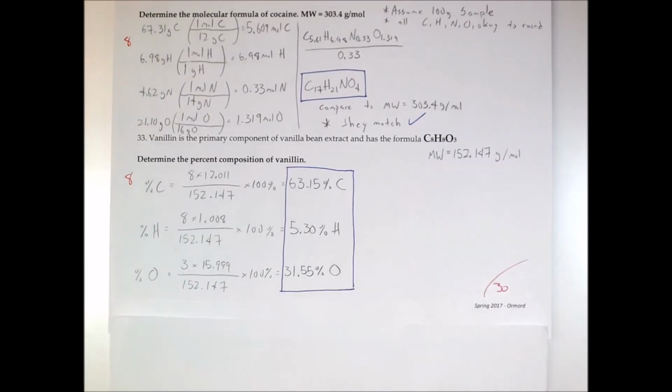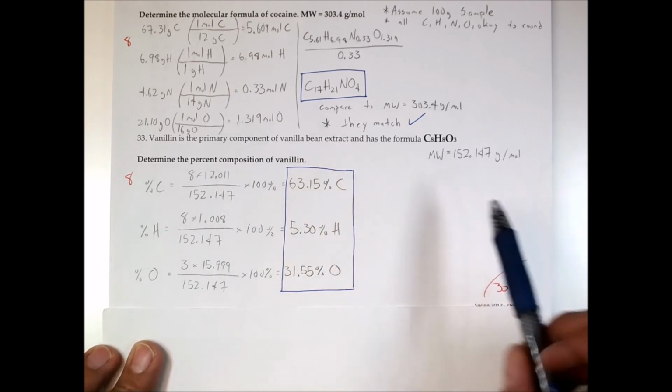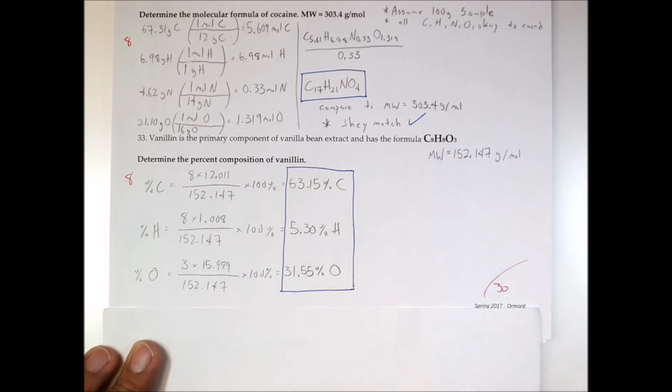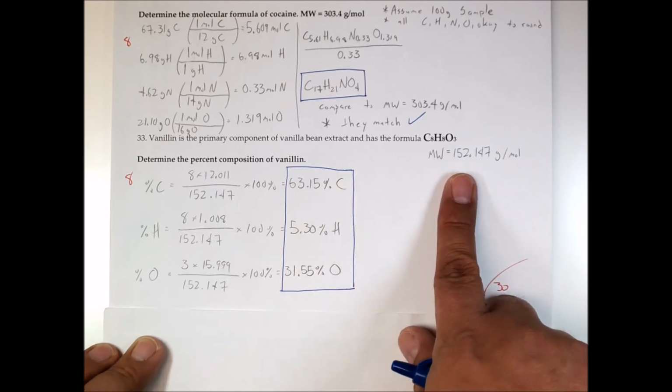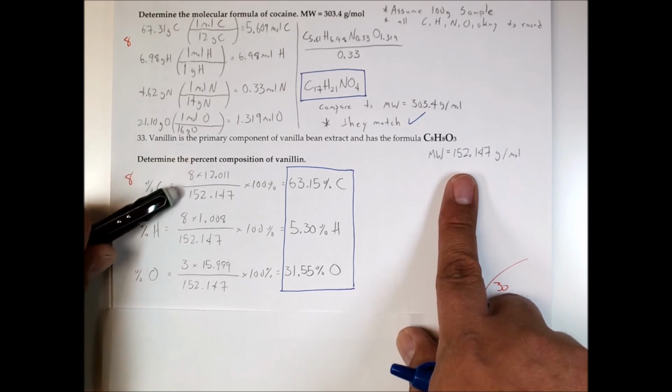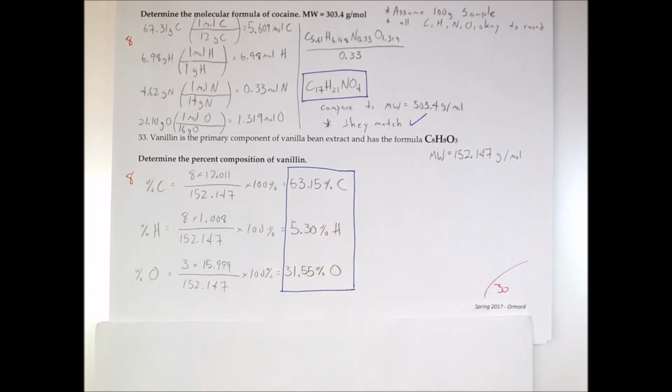All right, and the last question here, I asked you to determine the percent composition of vanillin, which is the main component from vanilla bean extract. The formula is C8H8O3. So here I went ahead and calculated a molecular weight. And then for each of them, I took the component divided by the whole all the way down here and then get that percentage there.